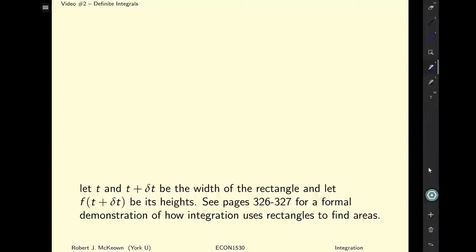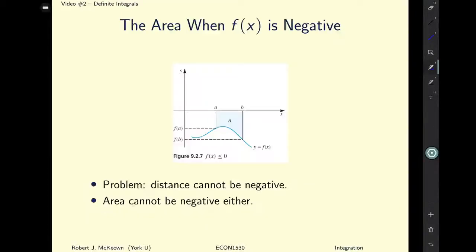If you want to see a formal definition or a formal proof of how the integration works, and that it cuts those rectangles till they're really, really small and really lots of them, you can look at that in the textbook on pages 326 to 327.